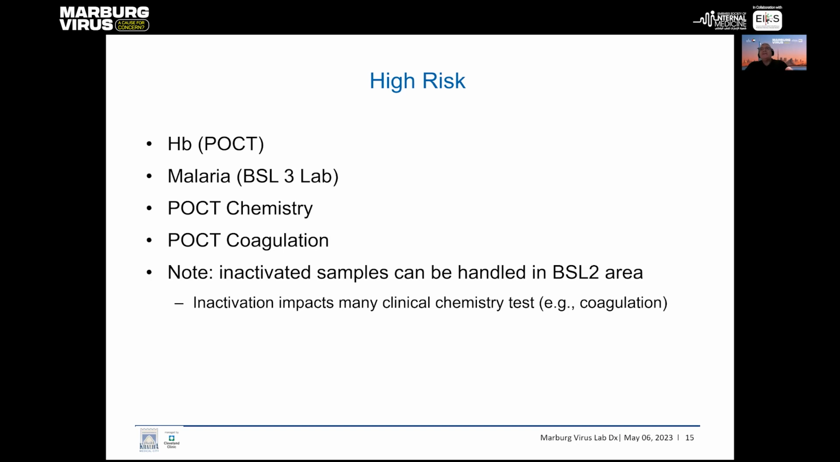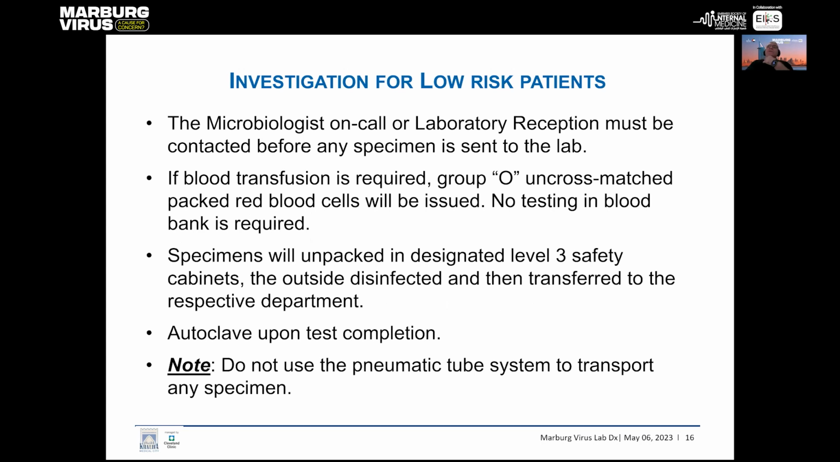So inactivated samples, as I mentioned before, can be taken out of BSL-3 areas. But chemistry and coagulation cannot be inactivated. So low-risk patients is similar in terms of informing the microbiologists and doing blood transfusions and unpacking the specimen and autoclaving. So that's pretty much the same.